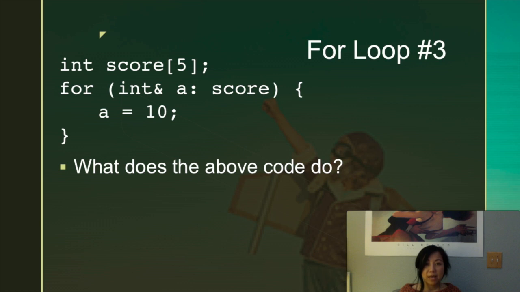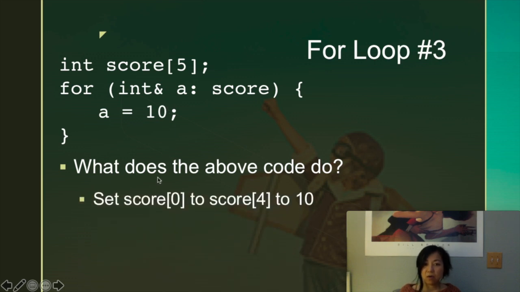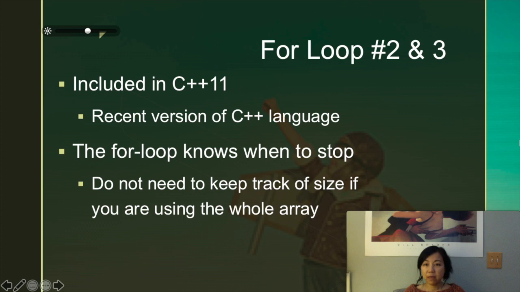The third way, if you put an ampersand after the in, then all the values of score 0 to score 4 will be assigned the value of 10. Just a reminder that the two for loops, number 2 and number 3, are present only in later versions of C++, since 2011, because some of the compilers will complain, including mine.